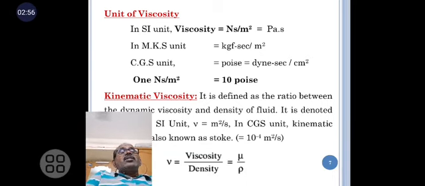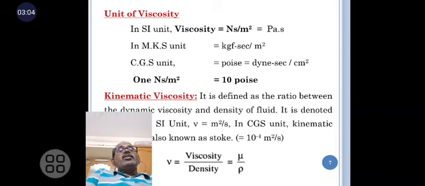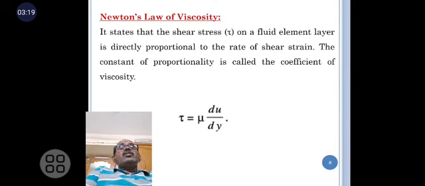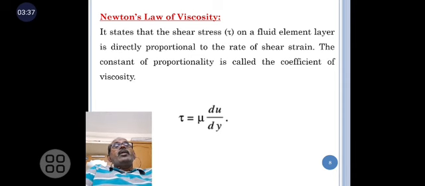The kinematic viscosity is defined as the ratio between the dynamic viscosity and the density of the fluid. It is denoted as nu. Its unit is meter square per second. Mathematically, nu is equal to the ratio of viscosity mu to density. Sometimes this is also known as Stokes. Next, we discuss Newton's law of viscosity. It states that shear stress on the fluid element layer is directly proportional to the rate of shear strain. The constant of proportionality is also called the coefficient of viscosity. That is tau is equal to mu into du by dy.